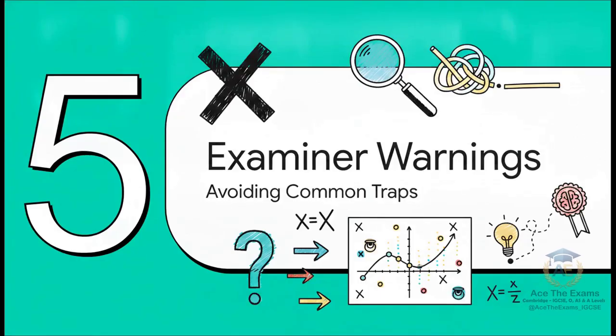We have reached our final section, Act 5, Top Examiner Warnings. This is where we lock in the final system. The examiners publish reports every year detailing exactly what students did wrong. Most students never read them. We are going to exploit them to avoid the most common traps.